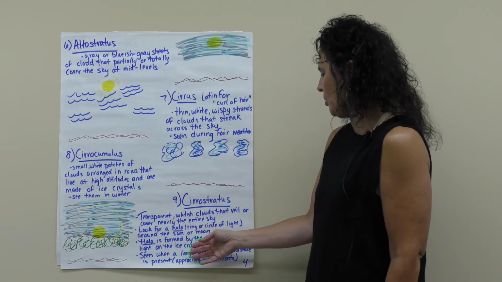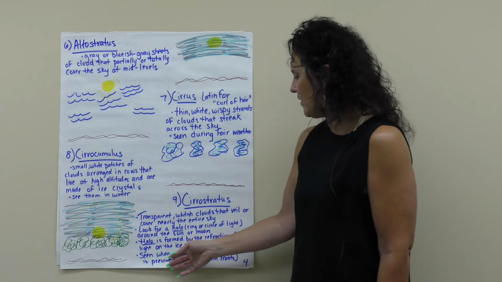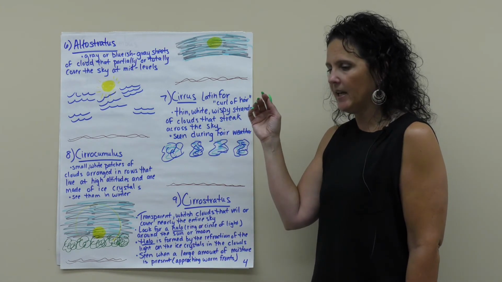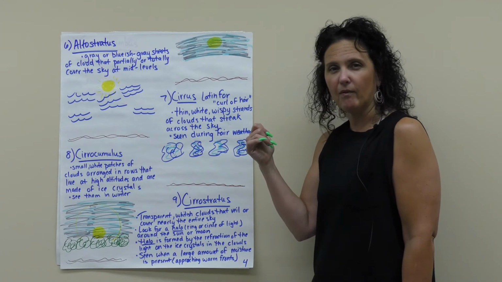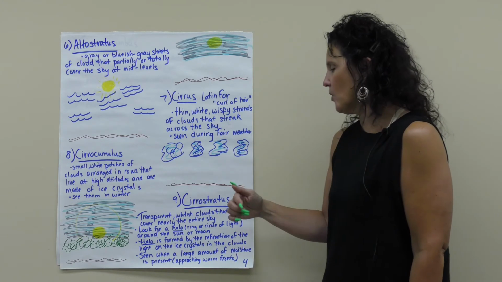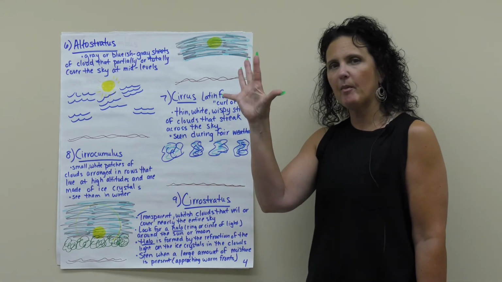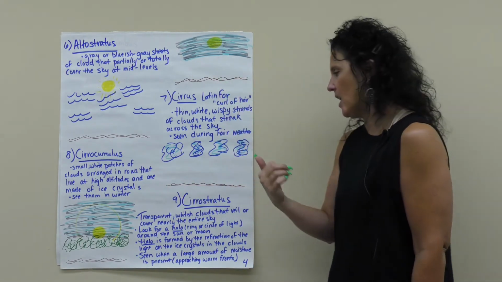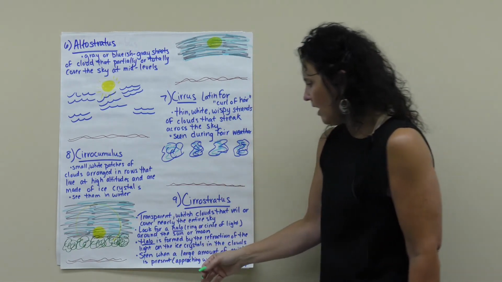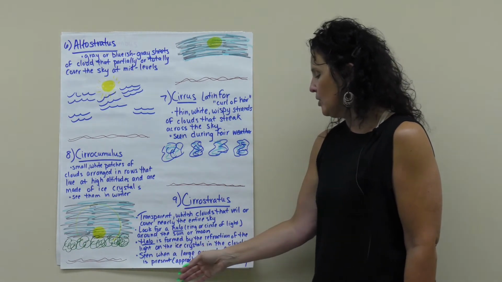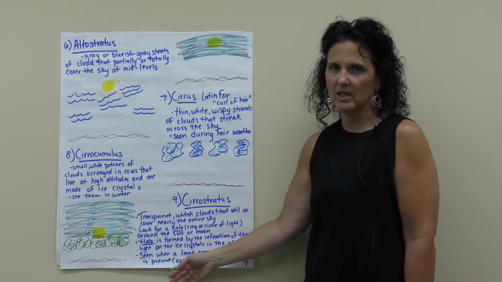A halo is formed by the refraction of the light on the ice crystals in the clouds. Refraction is when we see light hit something and bounce back off. It refracts, right? So essentially, we have these ice crystals that are in these clouds, and that sun is coming up, and then that's refracting that light back. These are seen when a large amount of moisture is present in the air, usually when we have a warm front that's approaching. Right?